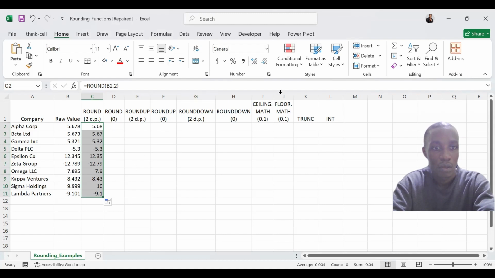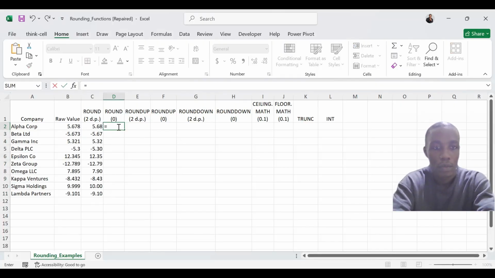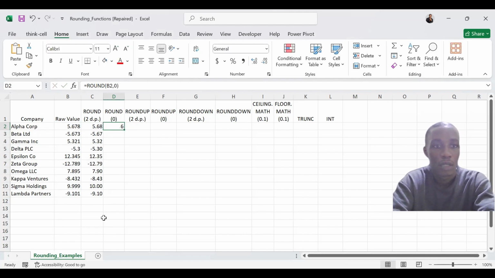So I can make adjustments to this so as to have all of them with 2 decimals. So now let's round to 0 decimal place using the round function. When we use the round function to round to 0 decimal place, you can see that it approximates to 6 here because the 6 here is greater than 5 to give us a 6.